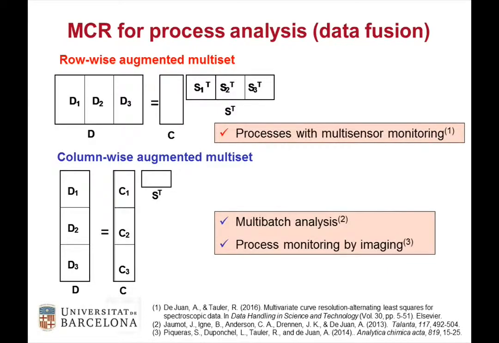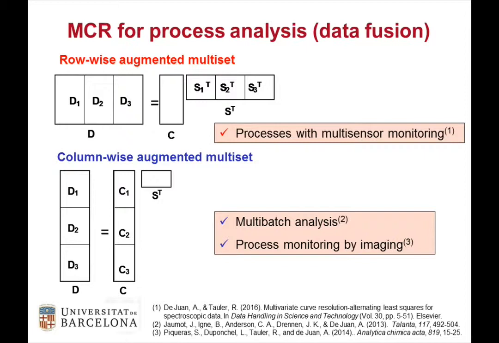If we think about this last kind of tool, about MCR, many times we put different kinds of information together. This is what we call data fusion in general. When it comes to MCR, we call this multi-set analysis, meaning that a multi-set is formed by little pieces of information that are complementary to each other.